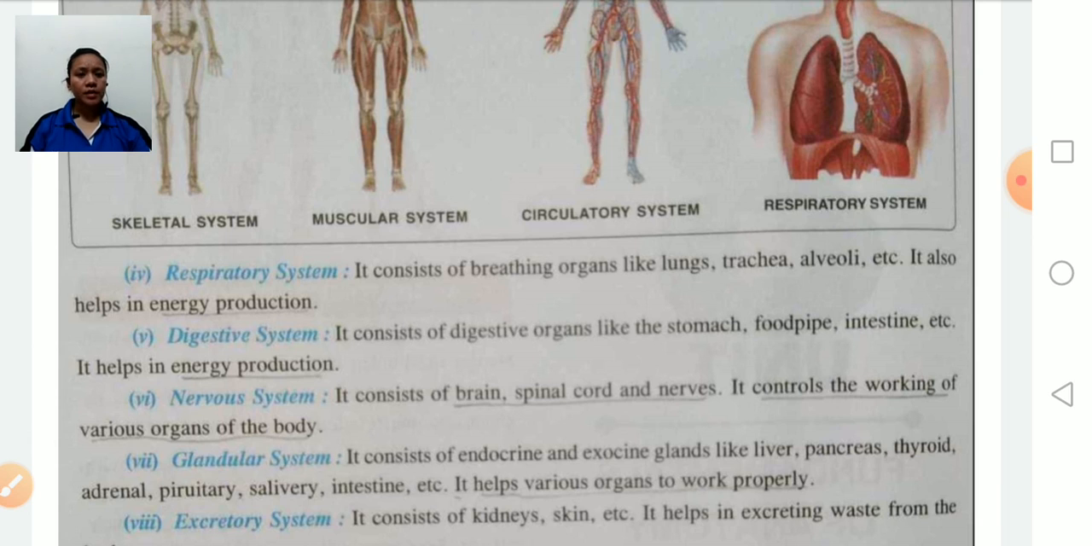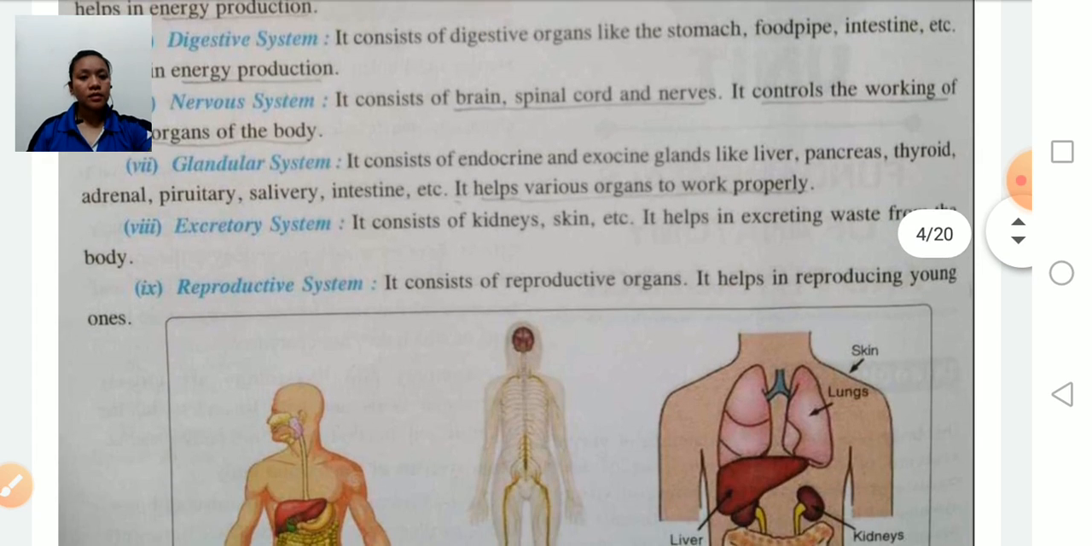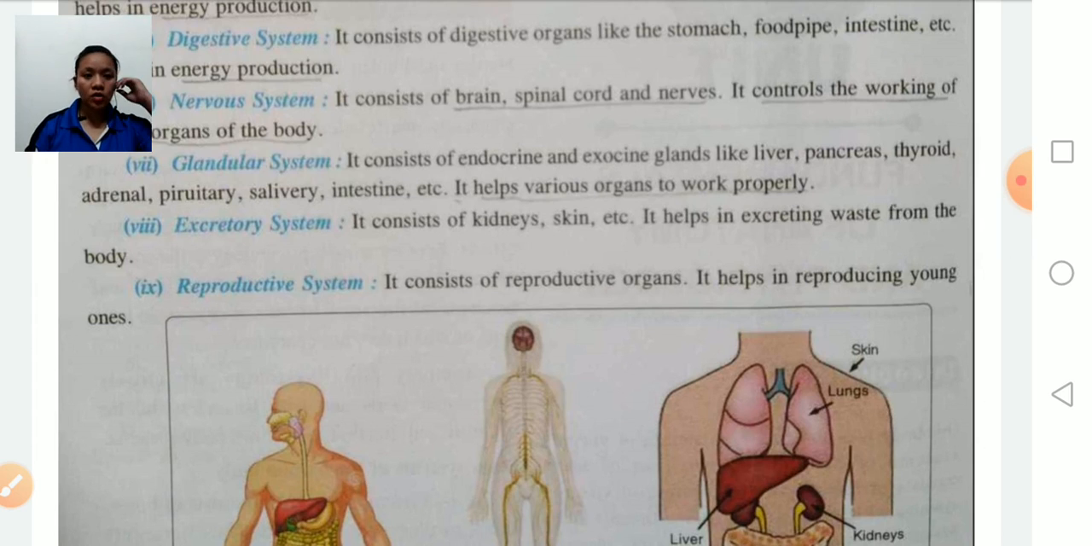Nervous system consists of brain, spinal cord, and nerves. It controls the working of various organs of the body. Glandular system consists of endocrine and exocrine glands. Endocrine glands release their secretion into the blood, which carries the substance through the body to its target tissue, and exocrine glands directly release their secretion into the target organs. And the glandular system helps various organs to work properly.